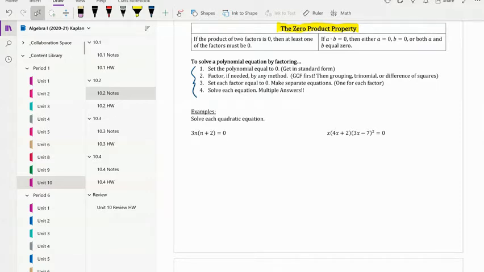GCF first, then either grouping if you've got 4 terms, the box game or T-chart, whatever you decide to do now for 3 terms, or difference of squares for 2 terms. But you're going to factor it by any method. Last but not least, you're going to set each of your factors equal to 0 and solve those equations. Okay, so let's see how this looks.